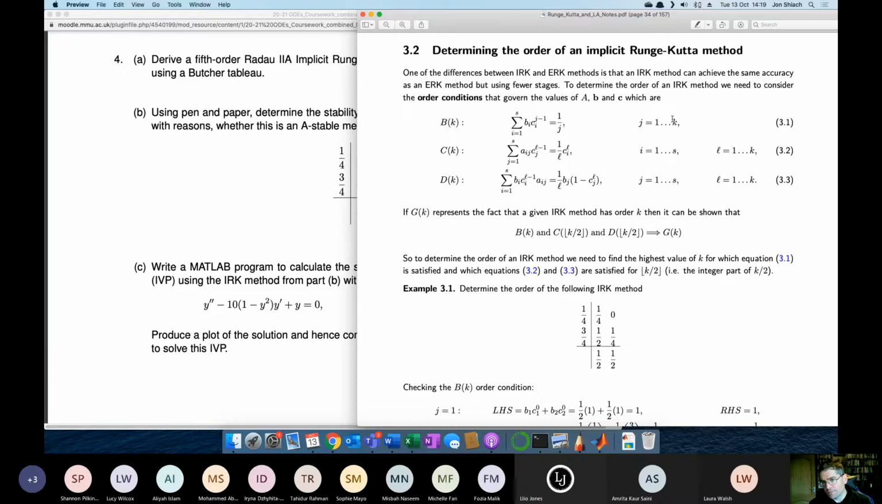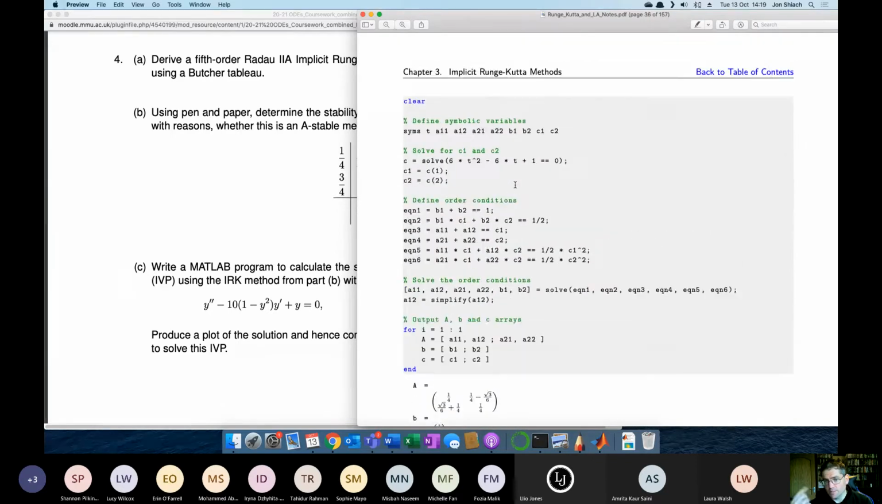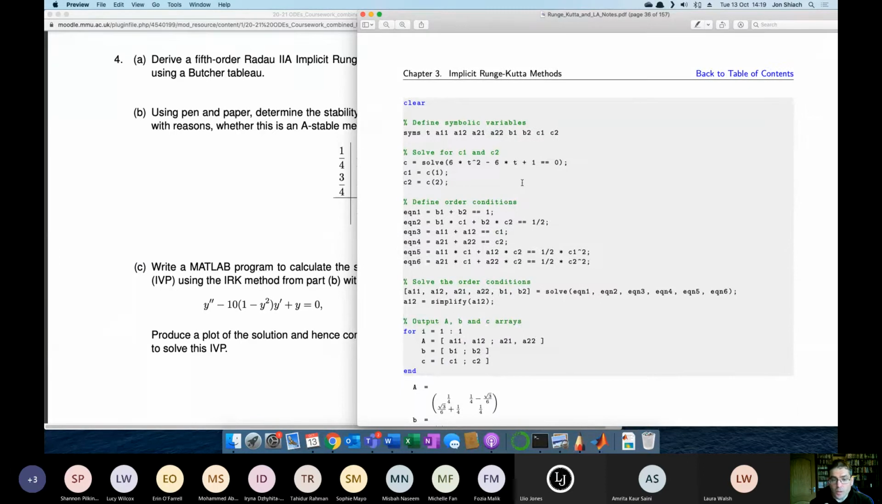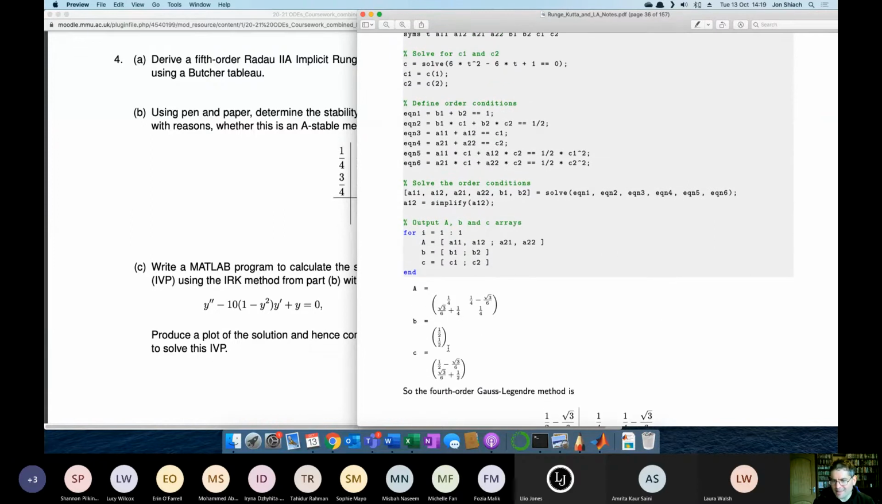So for J, you'll have up to K, so you'll have 5 order conditions there. Sorry, we've got up to S order conditions because we're only summing up to S. For C, you'll have K times S order conditions, and that's solved using MATLAB or any other software available, and you'll get the solution for A, B, and C.